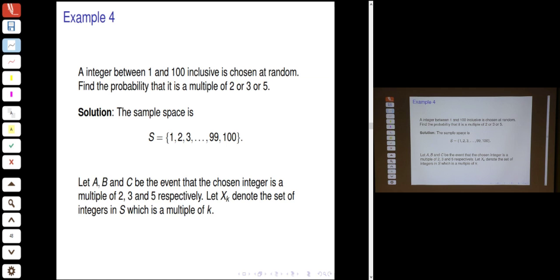Now let A, B, and C be the events that the chosen integer is a multiple of 2, 3, or 5 respectively. In other words, A is the event that the chosen number is a multiple of 2, and so on and so forth. So let x sub k denote the set of integers in S which are multiples of k. For example, x sub 2 will be the integers between 1 and 100 which are multiples of 2. X sub 5 will be the integers here which are multiples of 5.